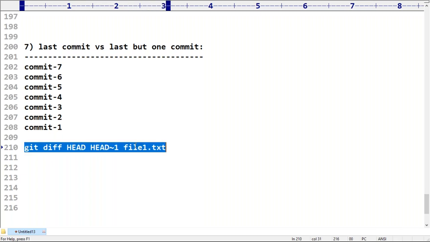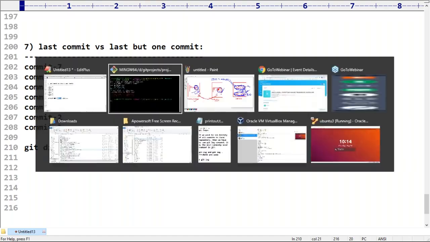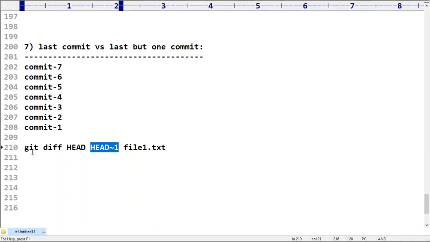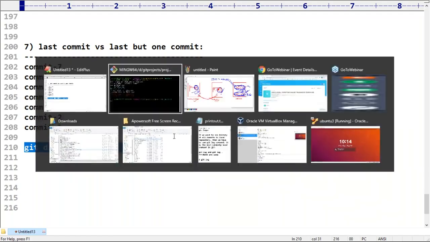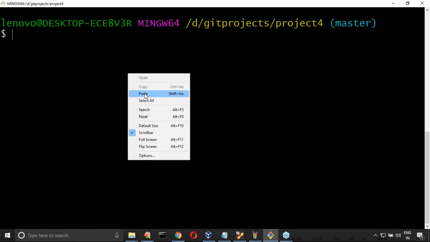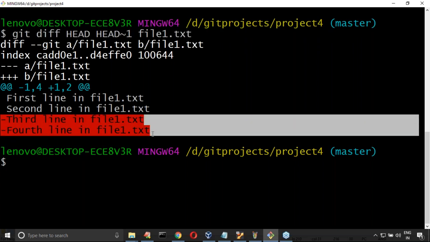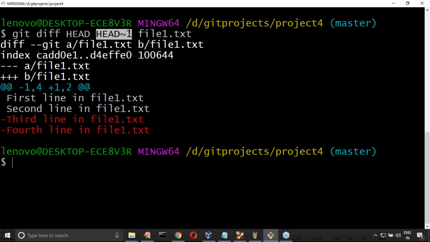Next, file1.txt. Now observe, the source is HEAD, but the destination is the second. The source contains 4 lines, but the destination contains only 2 lines. Now there is a difference. Have you observed, right? Are you seeing correctly? Is it working properly or not? Please confirm. Yes, when compared with the latest commit HEAD, in the destination copy 2 lines are removed.